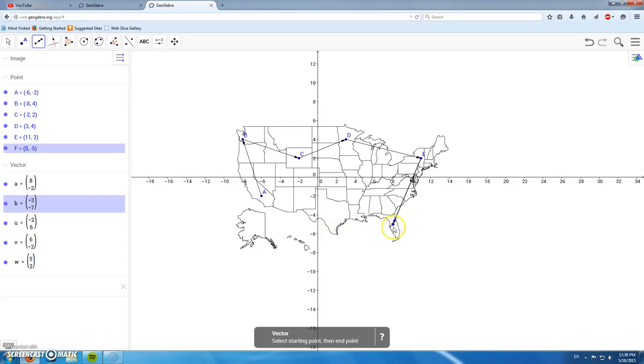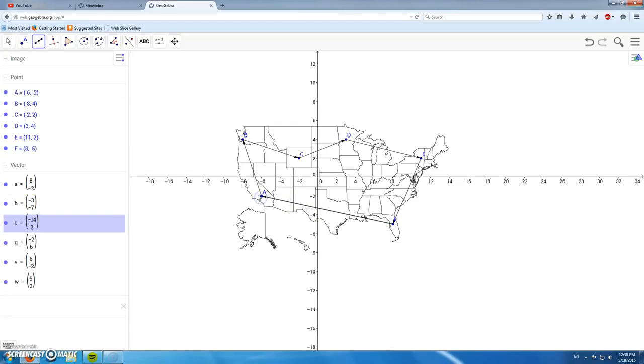And to check if it's right, we can do what we've been doing before. And yep, see, the vector here is negative 14 to 3. And if we were to add that to this point, we would get the coordinates of point A. So negative 14 plus 8 would equal negative 6, and 3 plus negative 5 would equal negative 2.